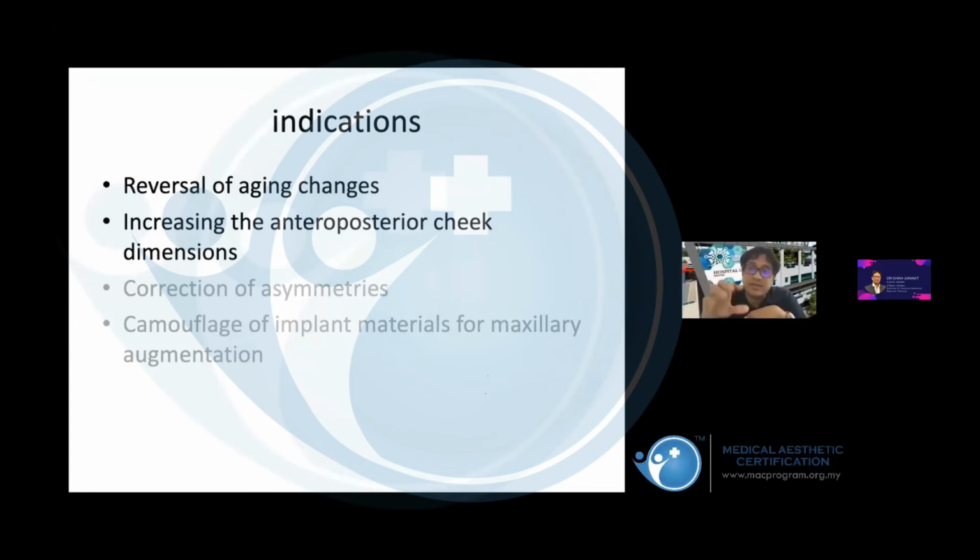That's where things come in, and essentially facelifts tend to be for the slightly older age group, 40, 50 and above, where you have excess skin. It's not just repositioning the fat pads and tightening, but you also need to address the excess skin. Okay.